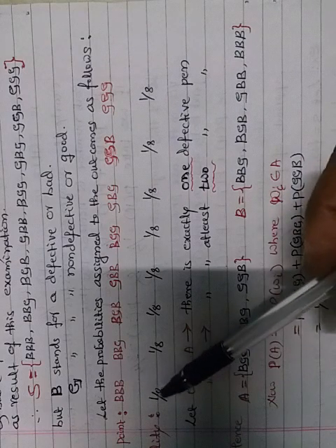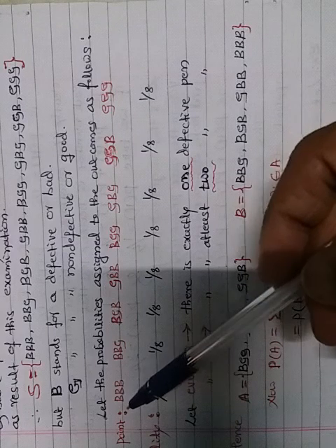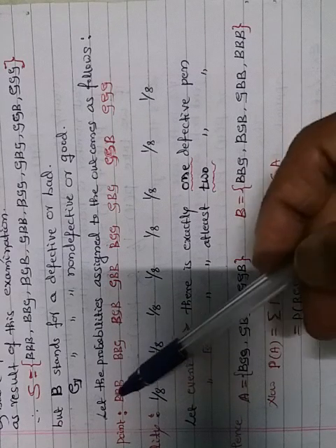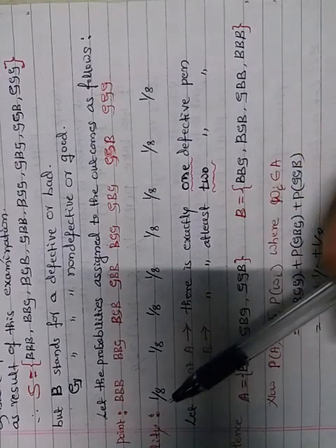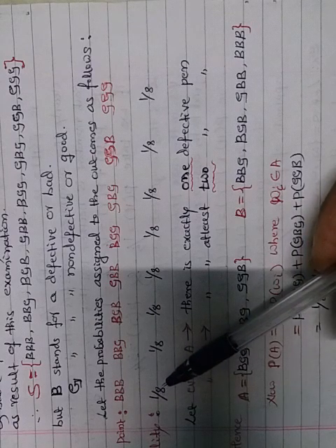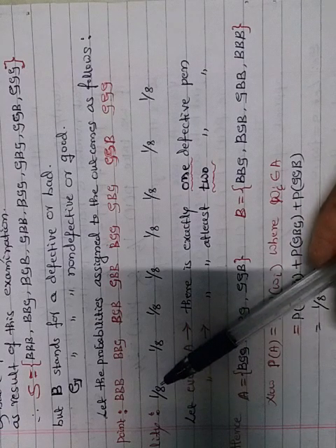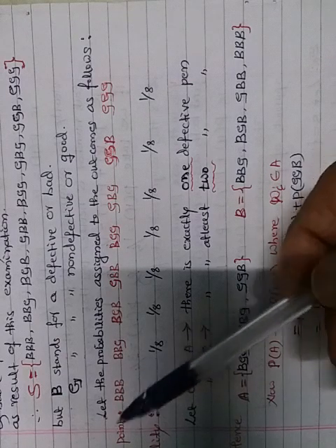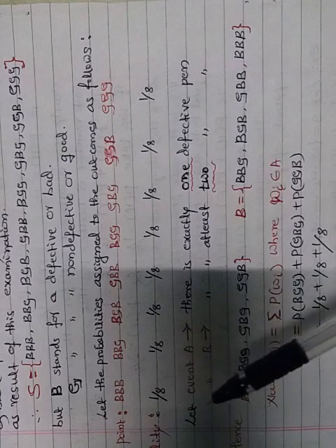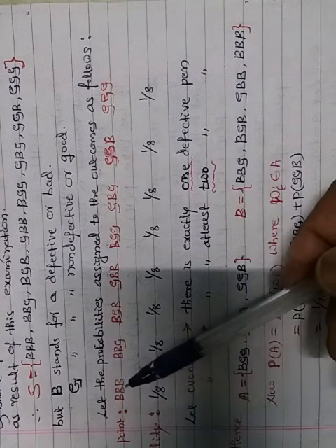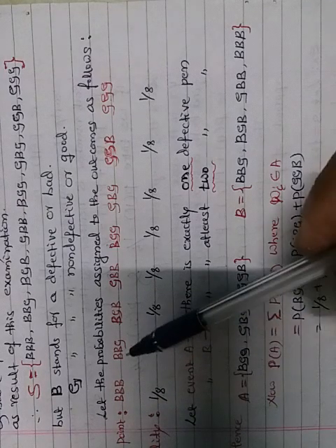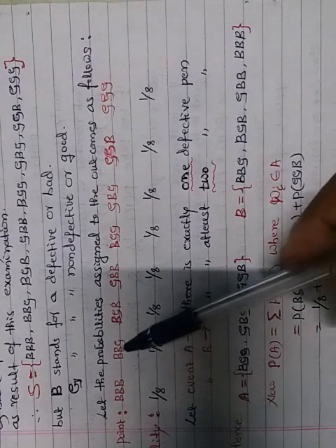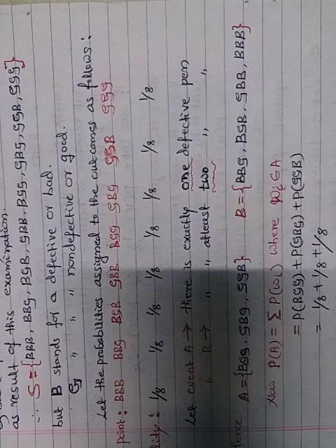The probability of the first one is 1 by 8, because we defined 3 bad pens here, and out of the total of 8 outcomes, only 1 has all 3 bad. Hence, the probability is 1 by 8. Similarly, in this event, 2 bad condition pens and 1 good condition pen are there. Hence, the probability is also 1 by 8.